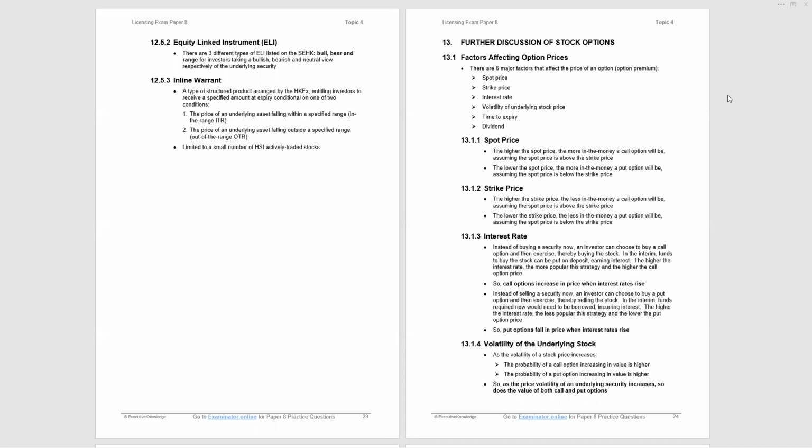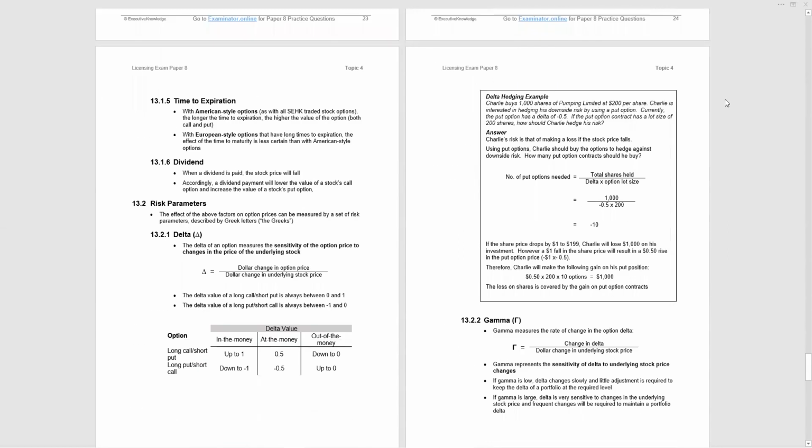Now, the volatility of underlying stocks, this one's straightforward. The more volatile the stock price, the higher the value of the option, because there's more chance of the option going into the money. So for both calls and puts, the higher the price volatility of the underlying security, the higher the value of the call and the put option.